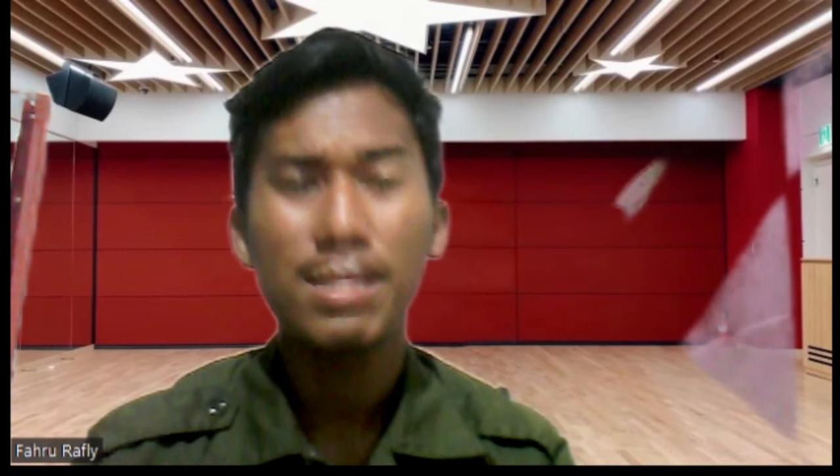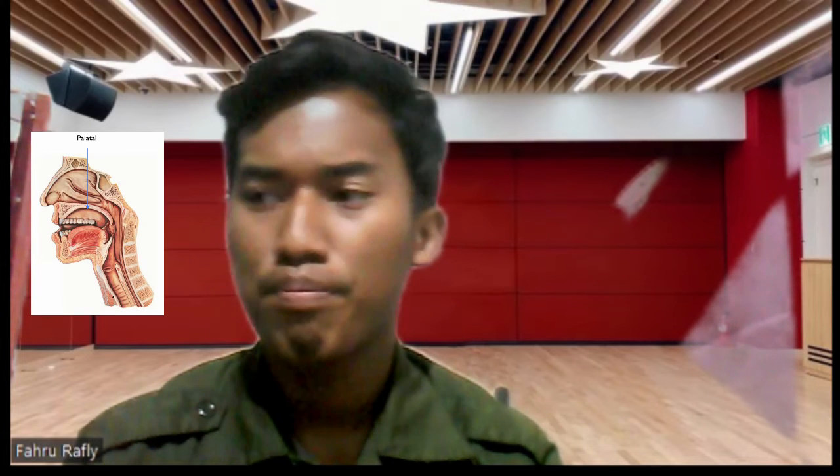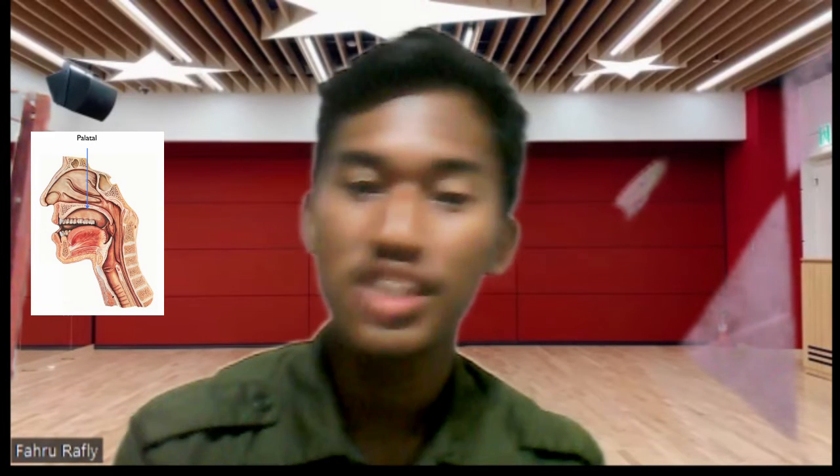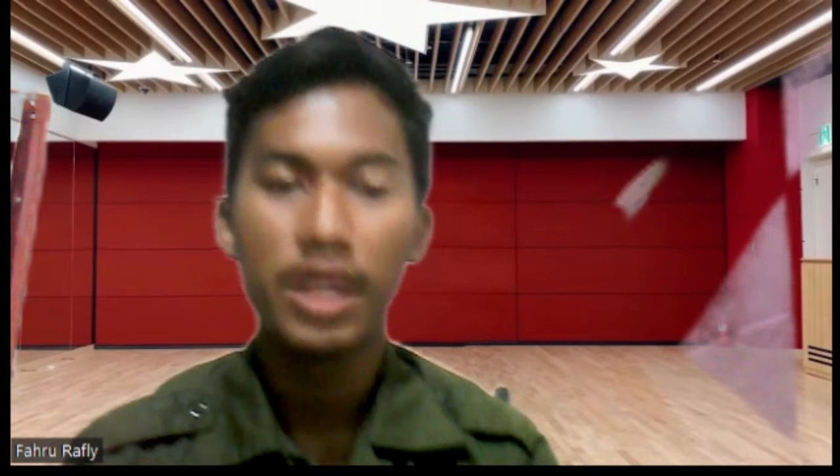The next is palatal. You can create a palatal consonant when you raise the tongue to constrict the airflow. Okay, but English has only one palatal consonant, like j, yes. That is the one and only palatal consonant that English has.